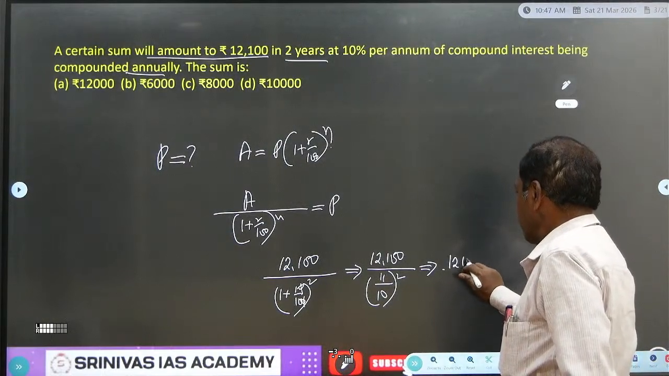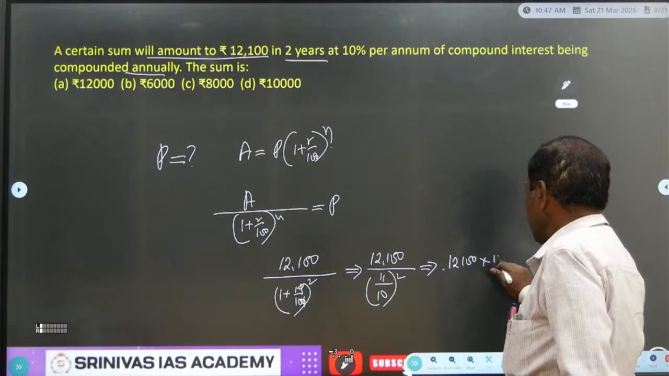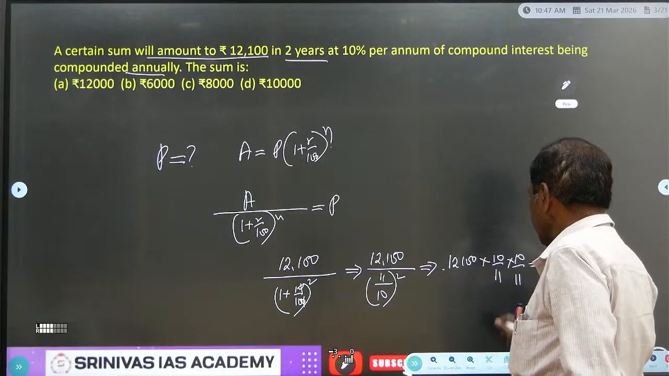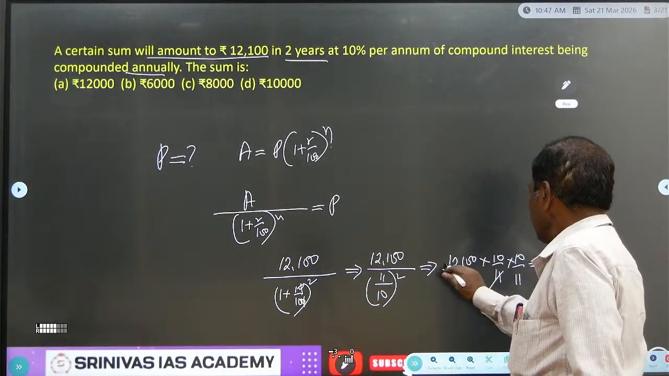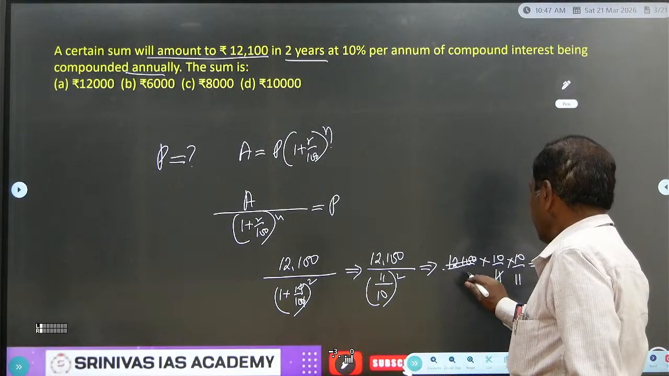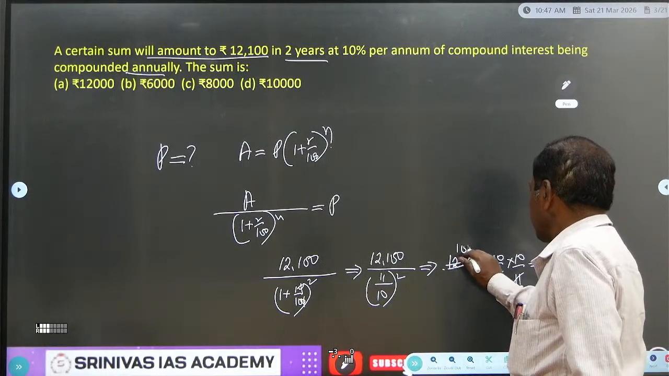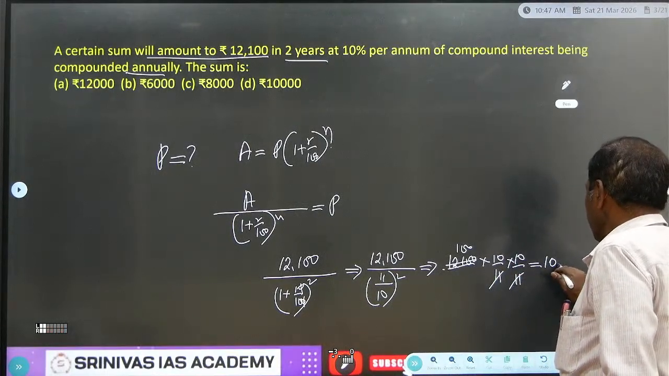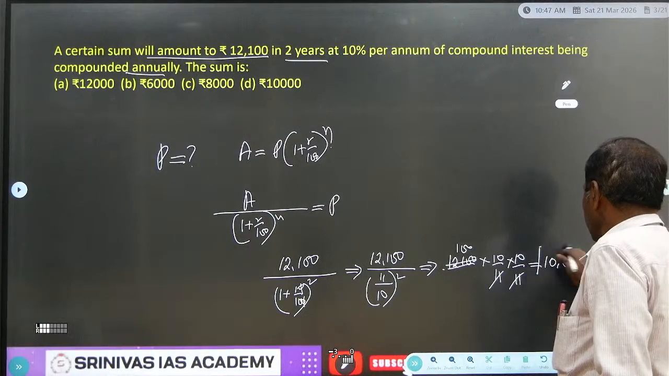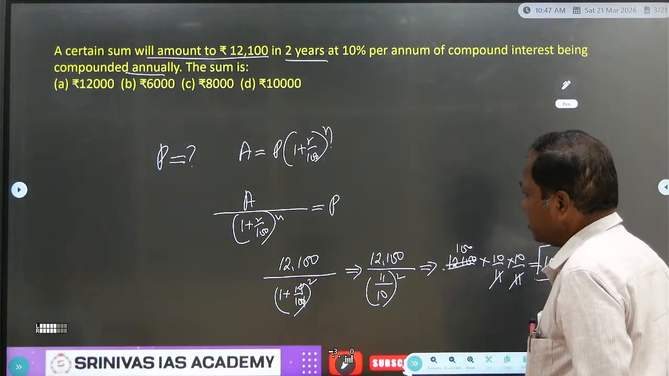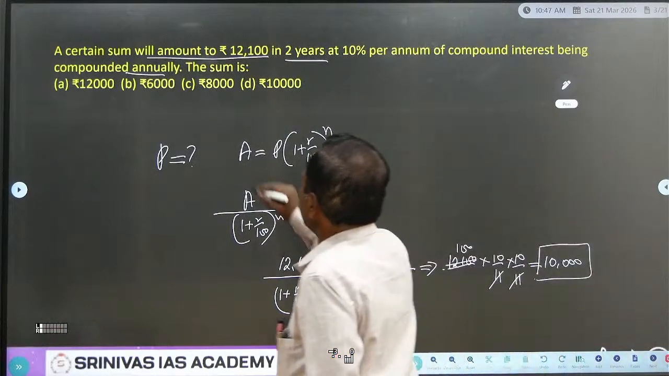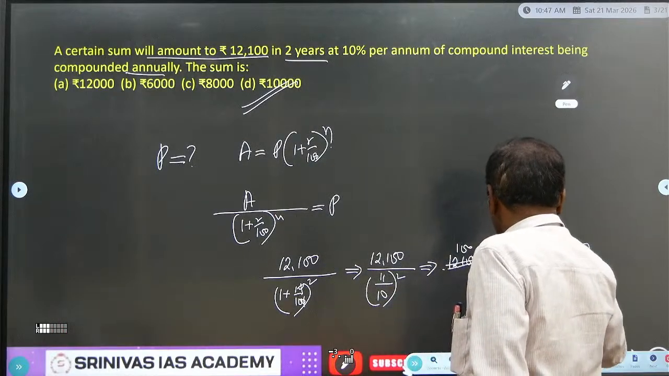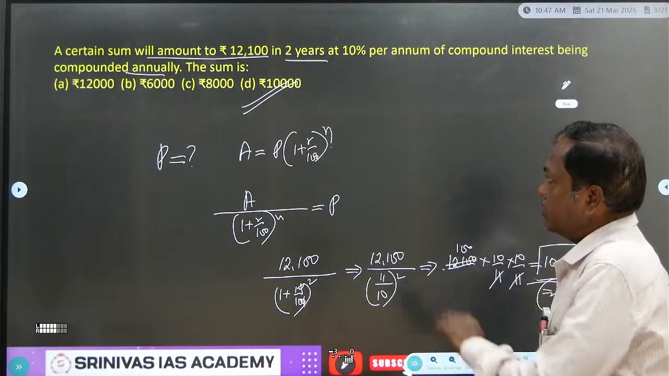12,100 into 10 by 11 into 10 by 11. Yes sir. 11 once only. How many zeros are there? 4 zeros. 10,000. This is the sum. This is the principal. Straight away we got the principal, P is equal to 10,000. So like that.